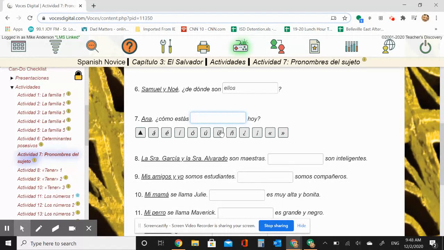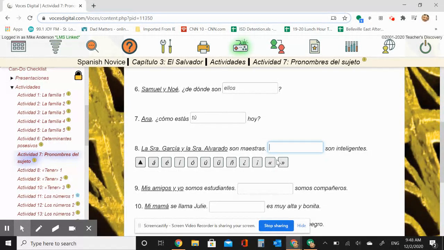Número siete, Ana, ¿cómo estás? And you're going to say tú, right? You're saying to you, tú, with an accent on this u here, right? Okay, we just need one. Número ocho, la señora Garcia y la señora Alvarado son maestras. So they're both females, so ellas son inteligentes.